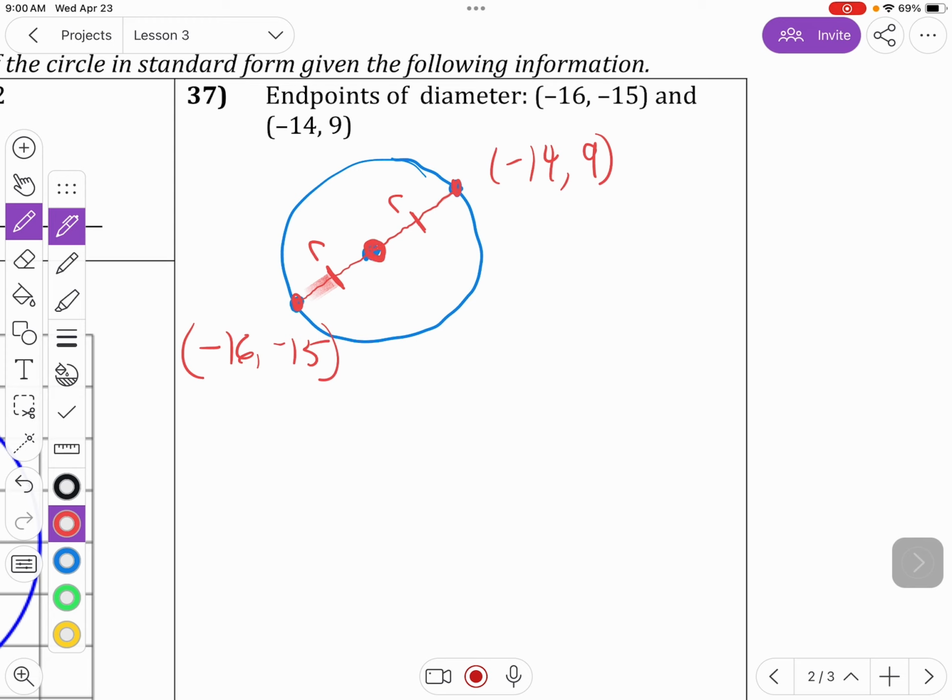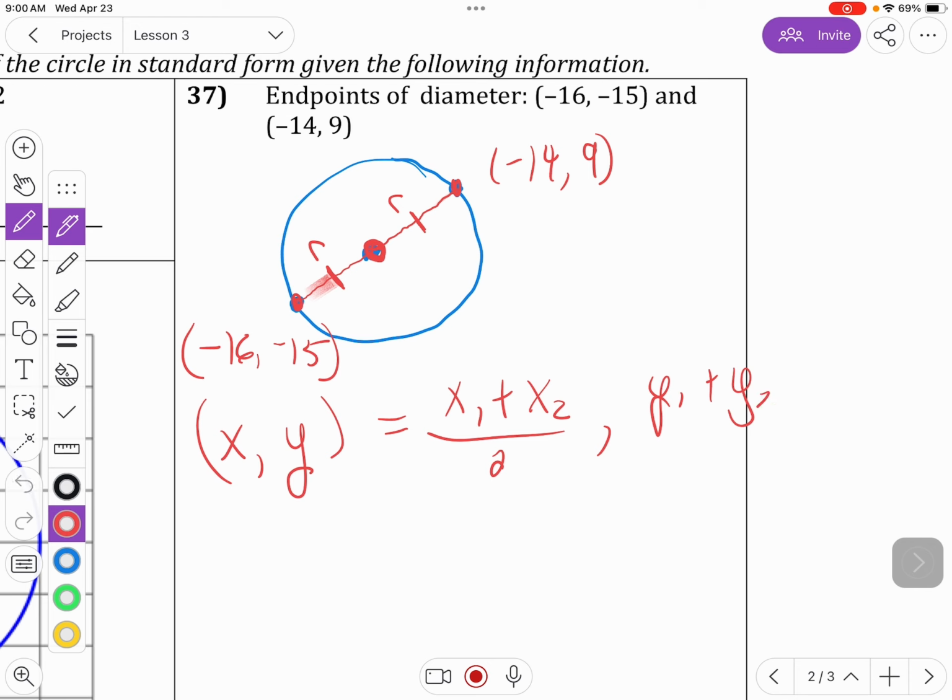So let's use the midpoint formula. Midpoint would be x comma y. I'm finding a point, right? And that's equal to the first x coordinate plus the second divided by 2. It's literally the average. And then I'm going to do the first y coordinate and the second y coordinate divided by 2. Again, the average. So let's put those numbers in. I've got -16 plus -14 divided by 2. That's going to be my x coordinate, comma. My y coordinate will be -15 plus 9 over 2.